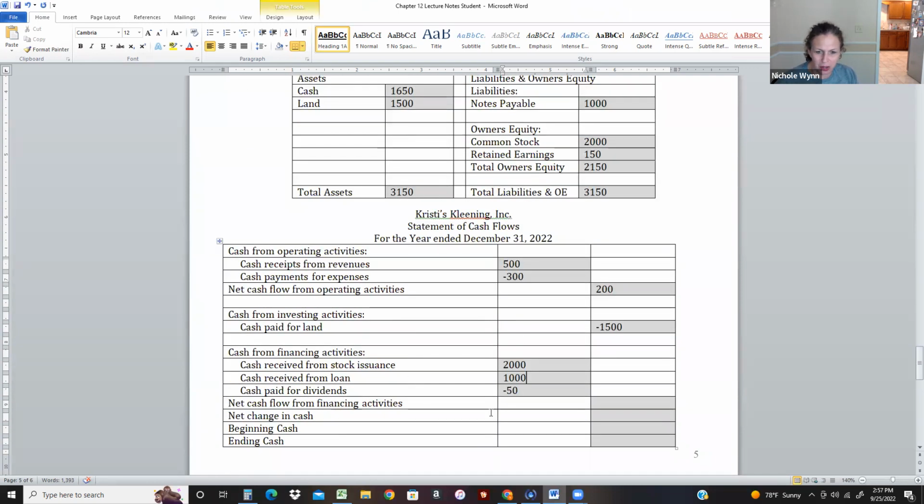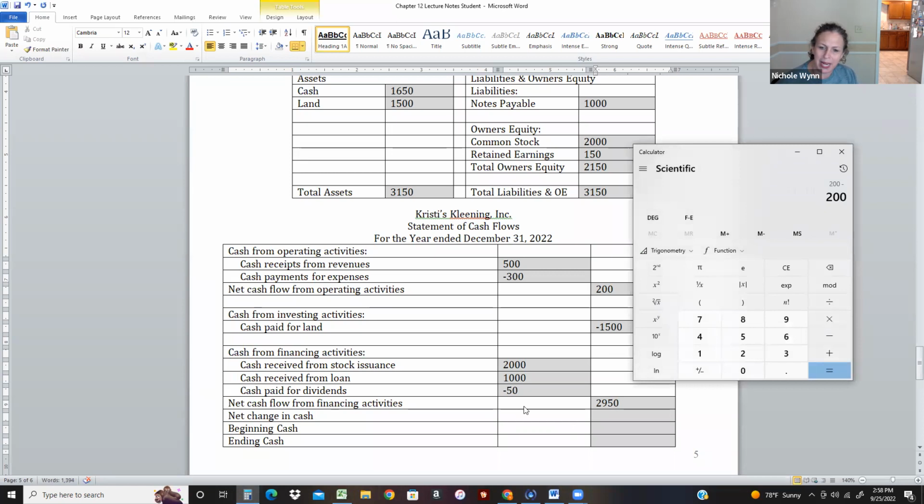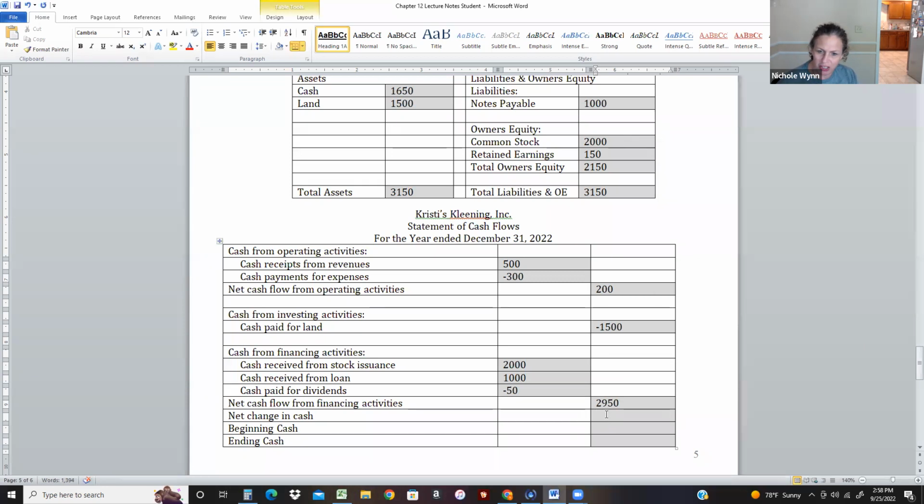So my total for the financing section, if I add these 3 numbers together, it would be 3,000 minus 50 is 2,950. And so my net change in cash is my change from operating, my change from investing, and my change from financing. So I would do 200 minus 1,500 plus 2,950. And so my change in cash is 1,650. I started this year with 0 cash, so my ending cash is 1,650. And that should match the balance sheet, and it does.